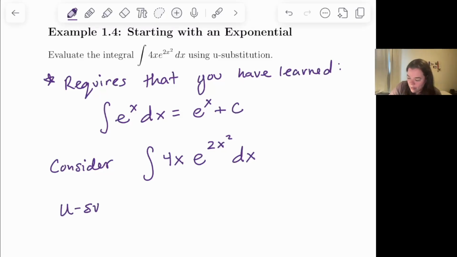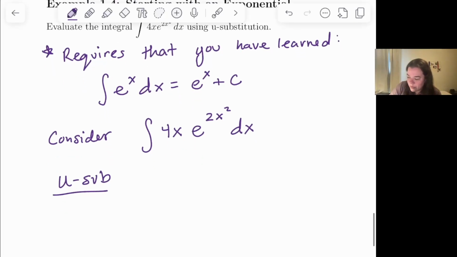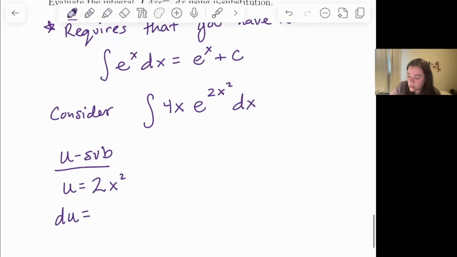So I think we're a prime candidate for u substitution. And I'm going to let my u equal 2x squared. So now I go find my du. The derivative of 2x squared will be 4x dx. Notice now I just bypassed that step of putting the dx under the du. I just immediately moved it to the other side.